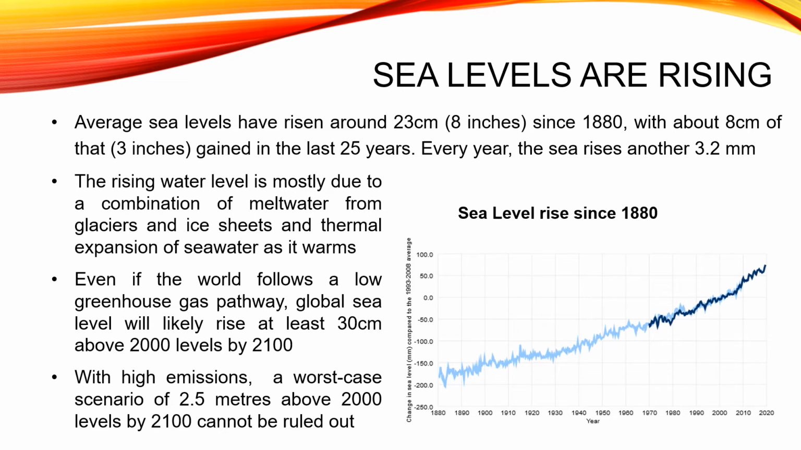Even if the world follows a low greenhouse gas pathway, global sea levels will likely rise at least 30 centimetres between the year 2000 and the year 2100. With high emissions, a worst-case scenario of 2.5 metres sea level rise beyond the year 2000 level cannot be ruled out.